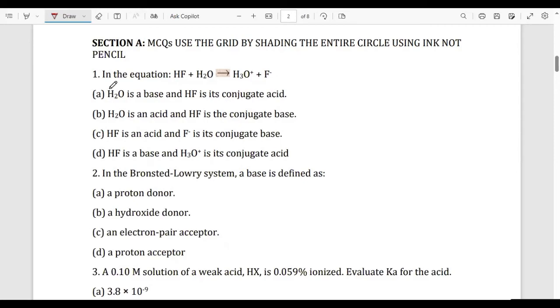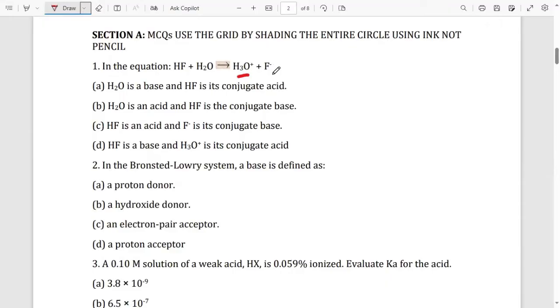So the first one here, they're saying in the equation, HF plus H2O, giving us the hydronium ion and the fluoride ion, okay? And then they're saying which of the following here is true, okay? So we can see that in this case, this HF here is donating a proton, or donating the hydrogen, to the water. No wonder here you have added another H here. No wonder you have H3O plus, okay? So this guy here is donating a proton, okay?